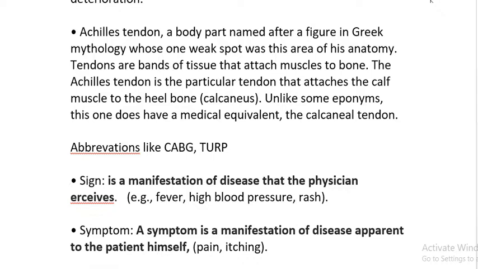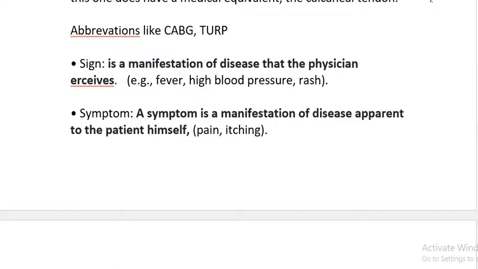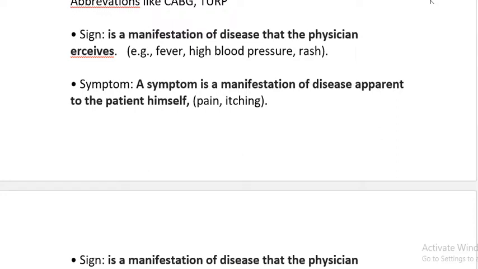Along with this, we need to learn abbreviations like CABG, coronary artery bypass graft, TURP, transurethral resection of prostate, HTN, hypertension, COPD, chronic obstructive pulmonary disease. All those words we need to learn. We have a few more definitions which are essential for medical coding as we need to interpret the physician documentation. Here, generally in medical coding or any medical field, you find signs and symptoms, which is a normal or common word in the medical field.